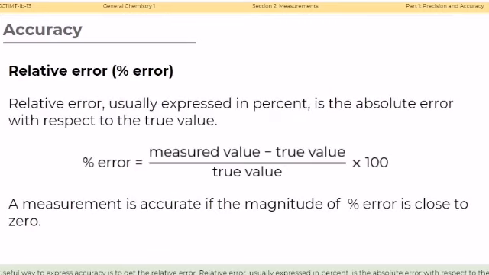One more useful way to express accuracy is to get the relative error. Relative error, usually expressed in percent, is the absolute error with respect to the true value. A measurement is accurate if the magnitude of the percent error is close to 0.